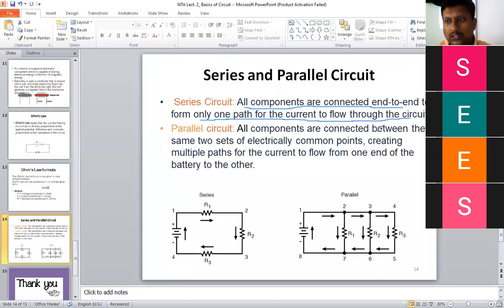If the current is constant through all elements, then we can say that all these elements are connected in series. That is the only thing based on which you can identify whether the circuit is series or parallel. The example of a series circuit is given on the left hand side.